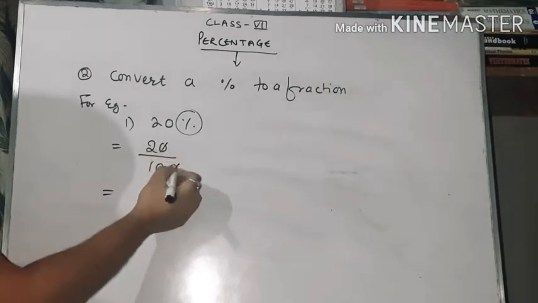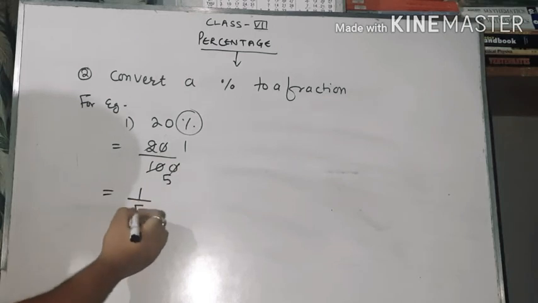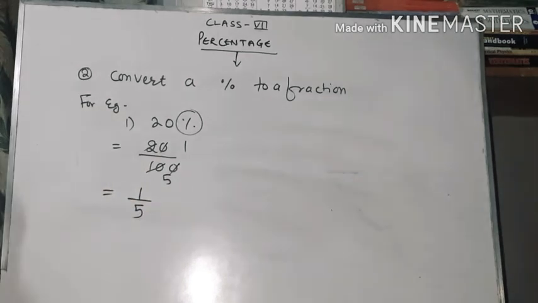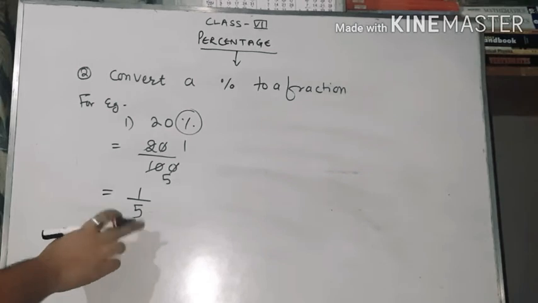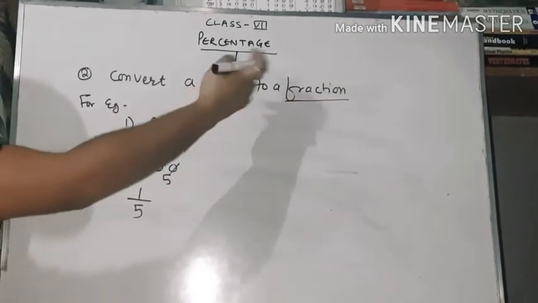So 0, 0 cancelled. 2 ones are 2, 2 fives are 10. So how much is it? 1 by 5. We can reduce it into the simplest form. Then just keep it like this because it is a fraction. We are converting the percentage into a fraction.